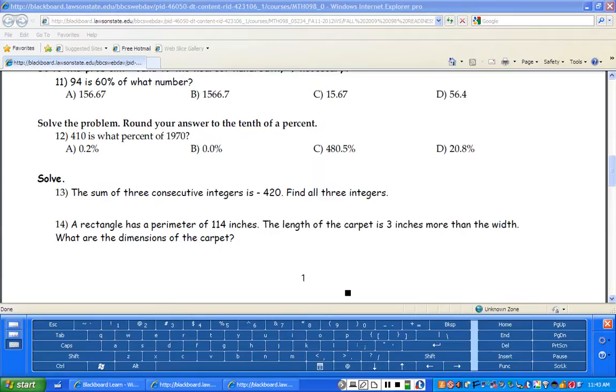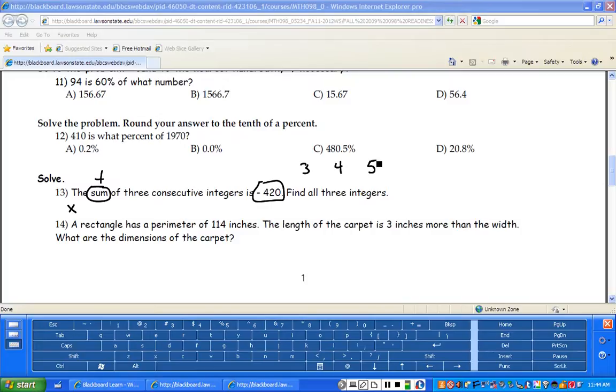Alright, so in this case we don't know what the integers are, but we know the sum of them, the sum, which means add. The 3 numbers add up to equal a negative 420. Now if I don't know what the first number is, I just make it an x. Now let's just, for the sake of argument, say the 3 numbers were 3, 4, and 5. So let's say those were the 3 consecutive integers.